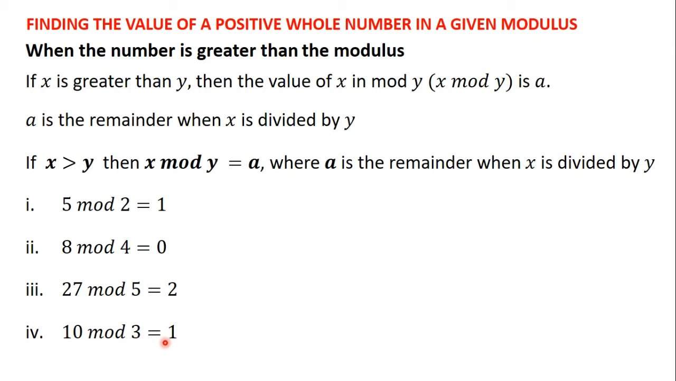Another example is 10 mod 3. 10 is greater than 3. So the value of 10 in mod 3 is the remainder when we divide 10 by 3. 10 divided by 3 will give us 3 remainder 1. So 10 mod 3 is equal to 1. So when the number is greater than the modulus, the value of the number in that modulus is the remainder when we divide the number by the modulus.